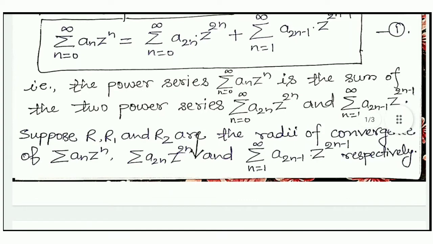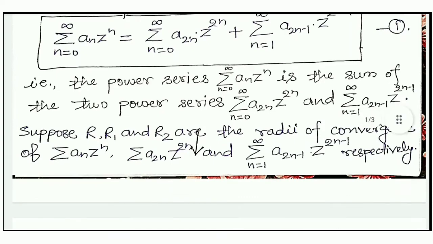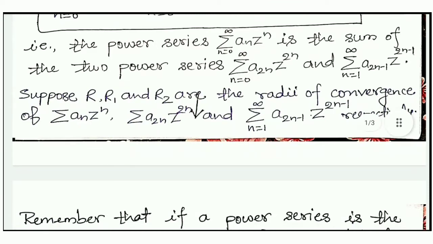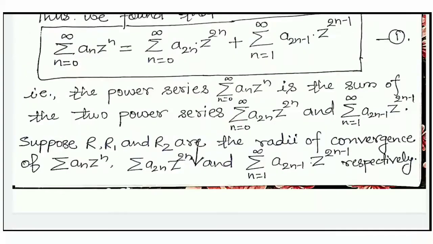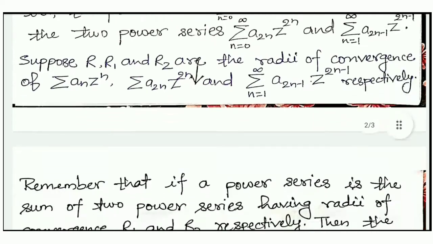So that is the power series. Summation n equals 0 to infinity a_n z^n is the sum of the two power series: summation n equals 0 to infinity a_2n z^2n, and summation n equals 1 to infinity a_(2n-1) z^(2n-1). So now we know that the power series summation a_n z^n is the sum of both the given series, a_2n z^2n and a_(2n-1) z^(2n-1).